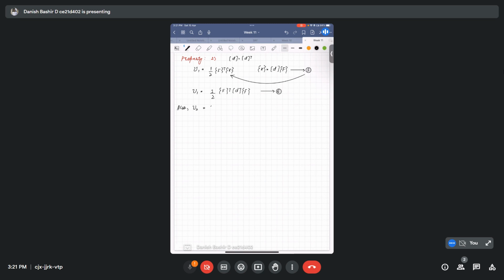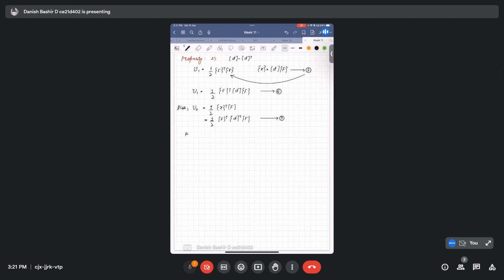u2 is equal to 1 half of x transpose f. Okay, that's the simple thing. And again, using the fifth equation here, it will be equal to 1 half of f transpose d transpose f. So it will be equation 7.